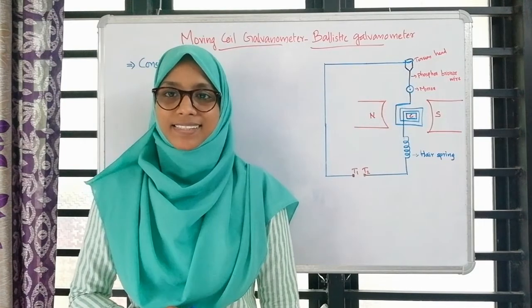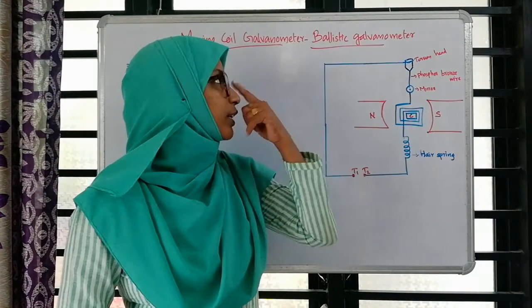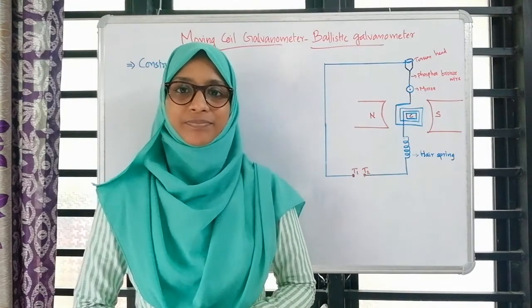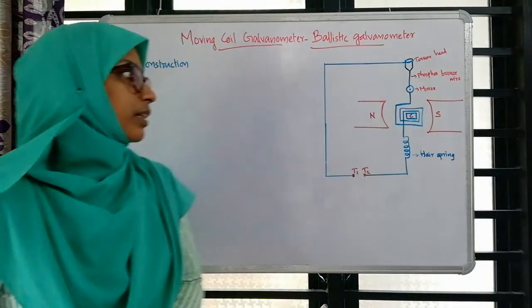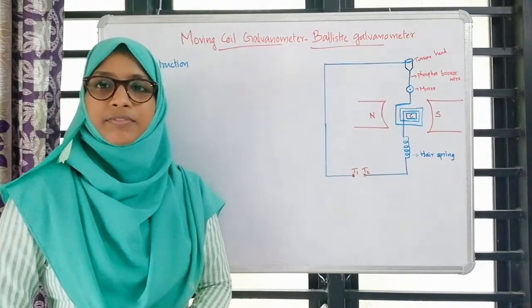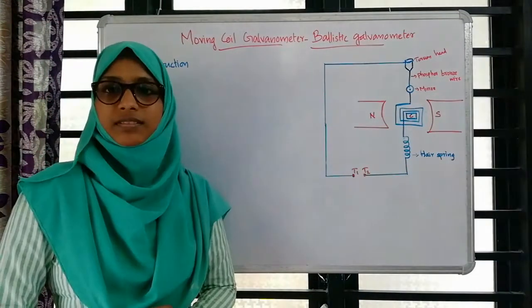Today we will discuss the construction and derivation of a moving coil galvanometer or ballistic galvanometer. This is the figure representing a moving coil galvanometer. We can go through the parts of this galvanometer.